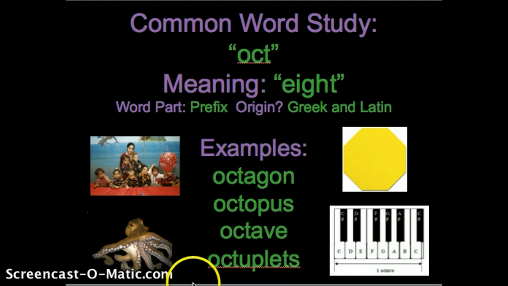The second word that I have for you for practice is octopus. Octopus, here you go, here's a nice looking octopus. An octopus is a sea creature that has 8 long tentacles, therefore it's called an octopus.